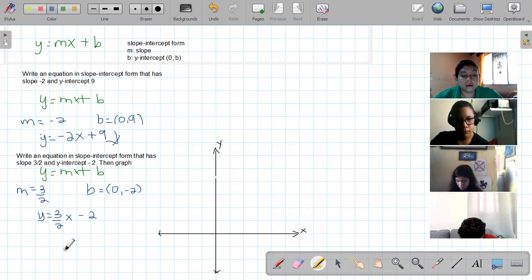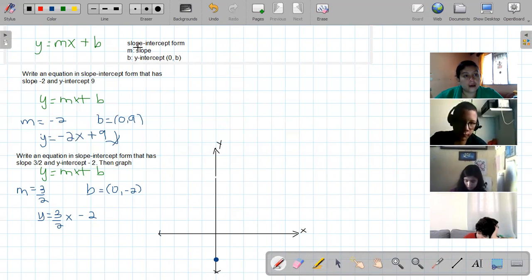Remember to make the arrowheads. This is the x-axis. This is the y-axis. Okay, first thing, we graph the intercept (0, -2). Now we are going to see the rise and the run.